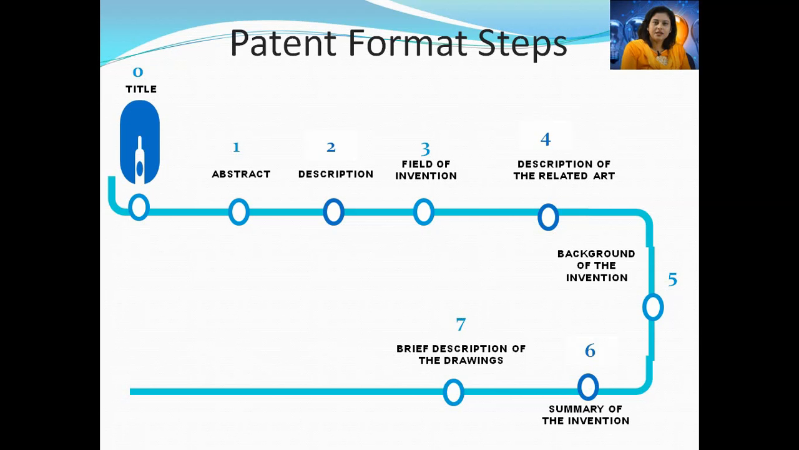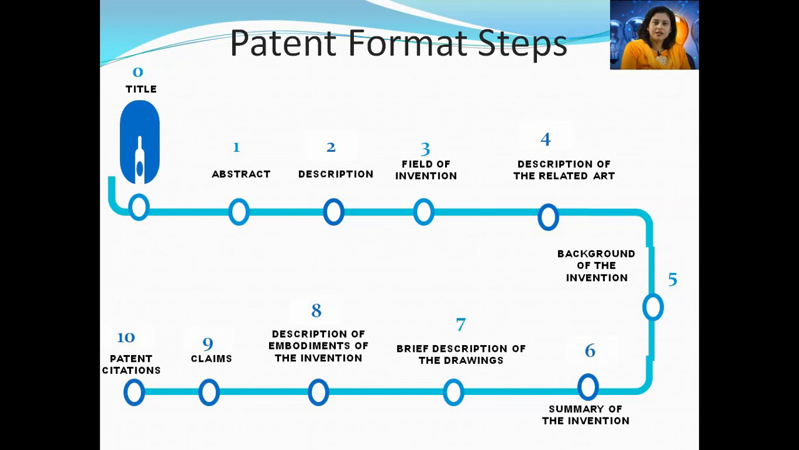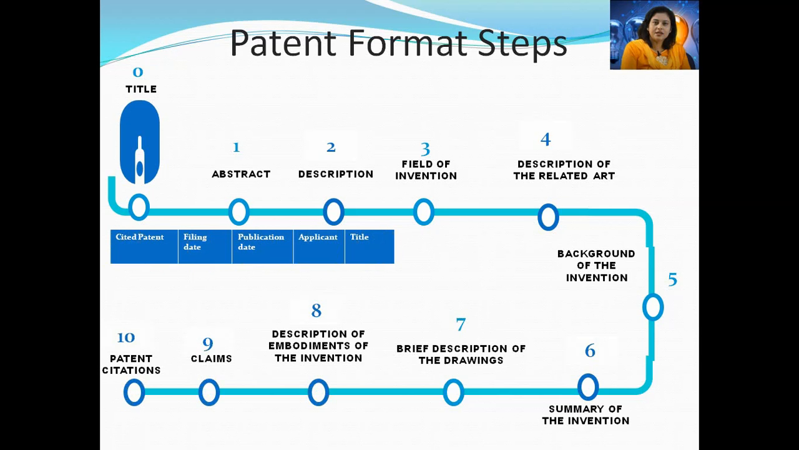Then you have to give the description of embodiments of the invention. Here basically you have to relate different functioning of your product with the provided drawings. After that you have to write the claims and then patent citations. So this is the format for patent citation. You have to write the name of the cited patent, then date of filing, publication date, applicant's name and the title of the patent.